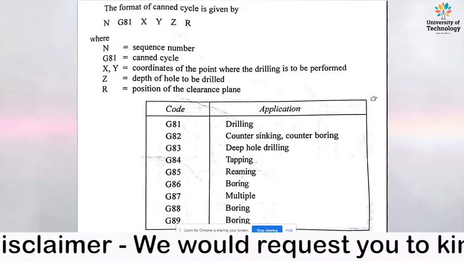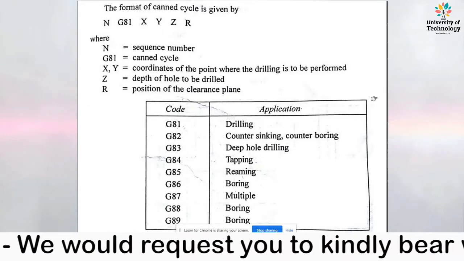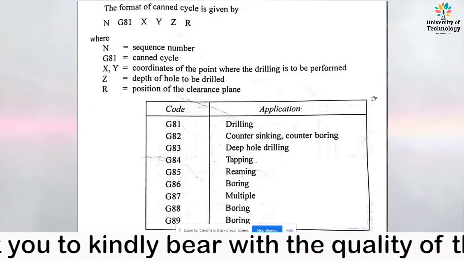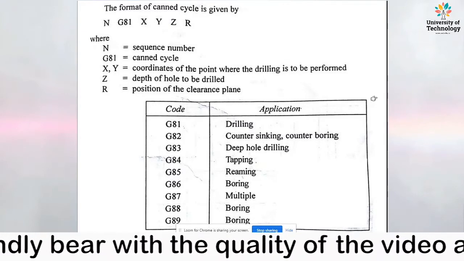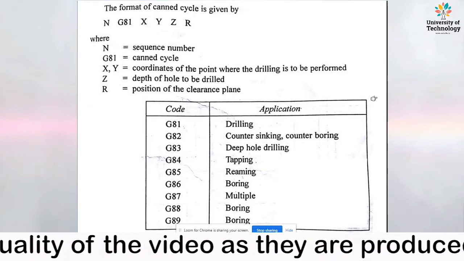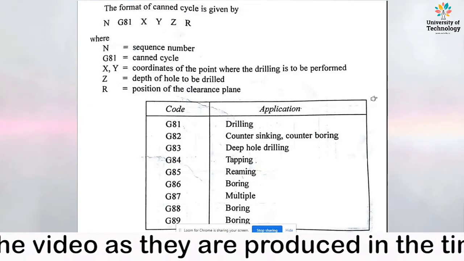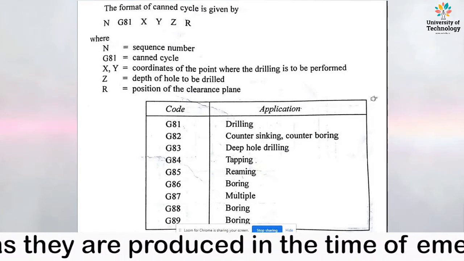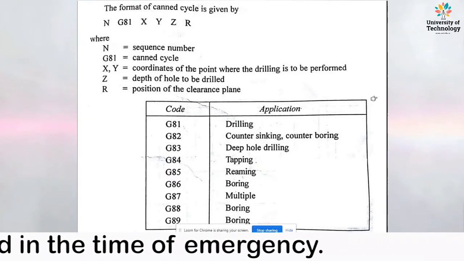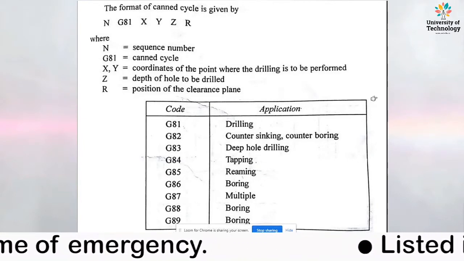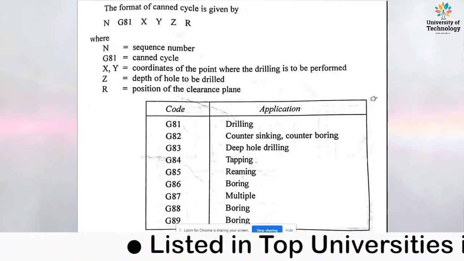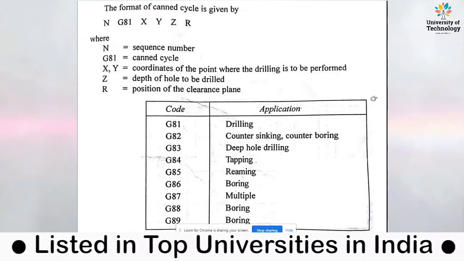We can see here the meaning of the alphabets. Capital N equals the sequence number of the program line. G81 is used for the canned cycle. X and Y are the coordinates of the point where the drilling is to be performed. Z is the depth of the hole to be drilled. And R is the position of the clearance plane.